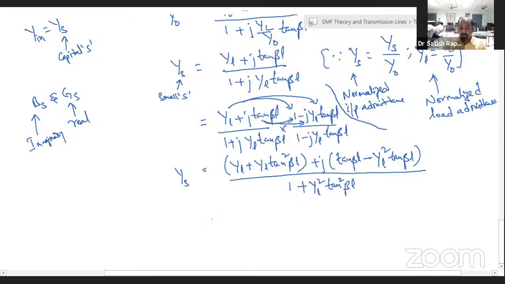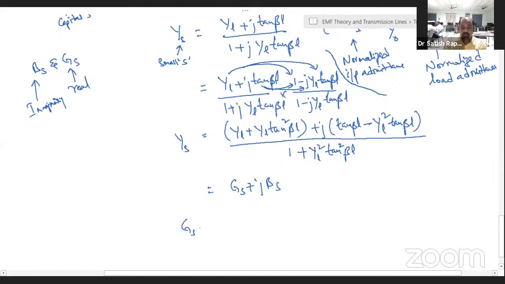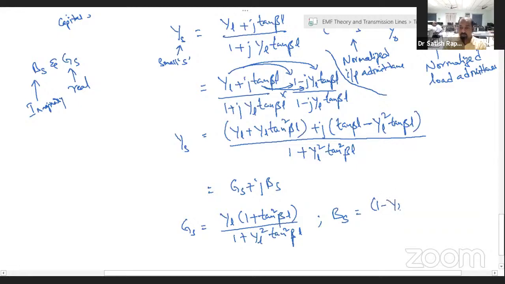Okay. So here, this is equal to GS plus JBS. Where GS is equal to YL, taking YL common, 1 plus tan square beta L divided by 1 plus YL square tan square beta L. So this is the real part. And similarly, the imaginary part BS is equal to 1 minus YL square tan beta L divided by 1 plus YL square tan square beta L.